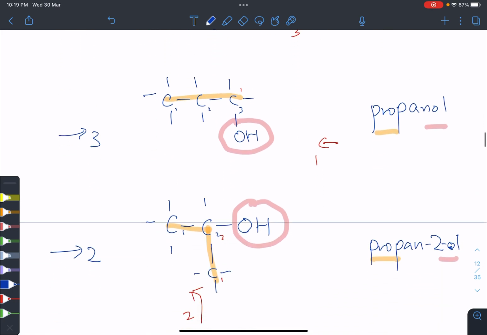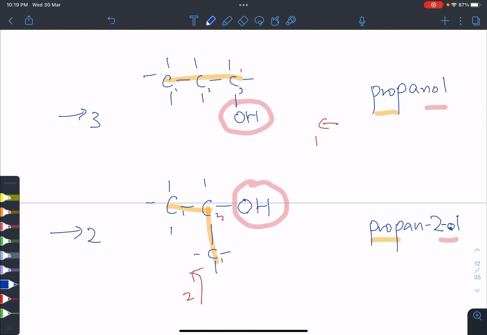Alright, next example. What is this? Same thing. Longest carbon. Must be... okay, I'm looking for the longest carbon. So 3 carbon. So it's same thing, propanol. Then I will check where the OH group appears. If I count from the left, it's 2. If I count from the other end, it's 2. So I cannot call this propanol. I call it propan-2-ol. Before the ol, there's a 2. That tells me that the alcohol is on the second position.